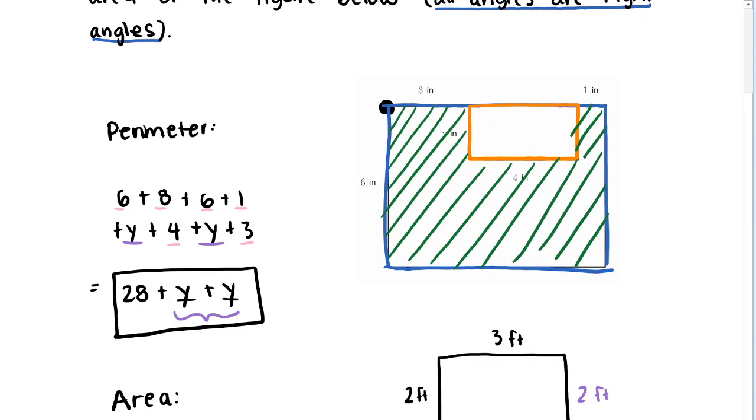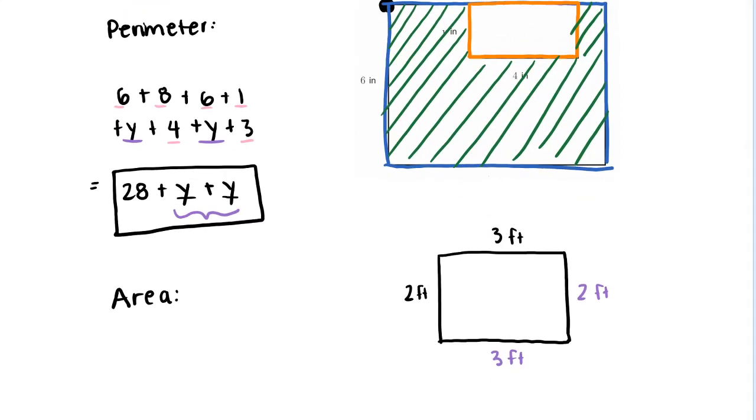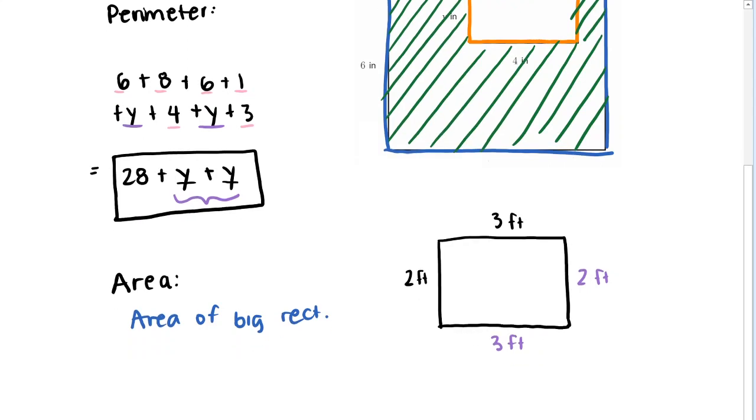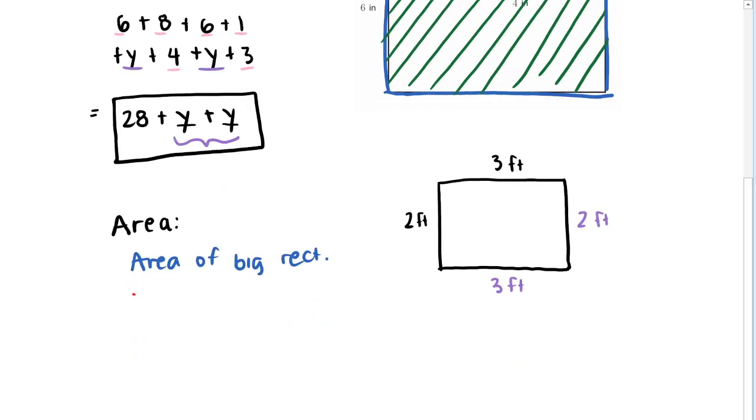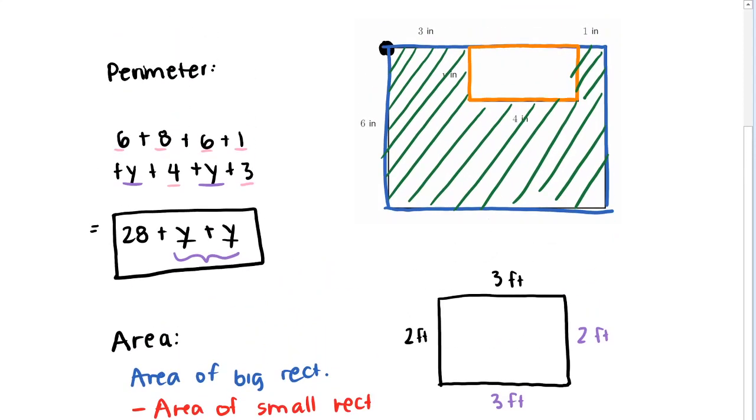One thing we can do is imagine taking the area of the big rectangle and subtracting away the area of the small rectangle. And that'll give us the area that we desire, the area shaded in green.